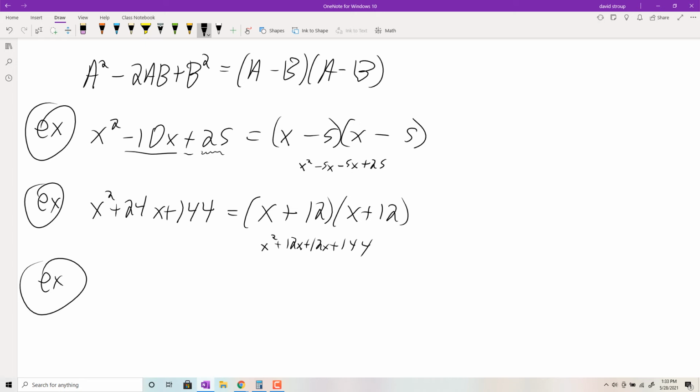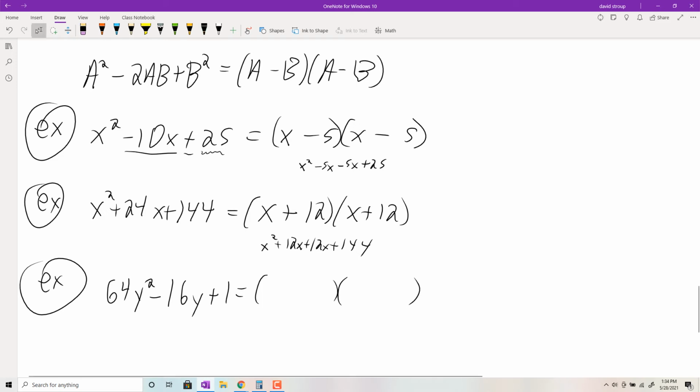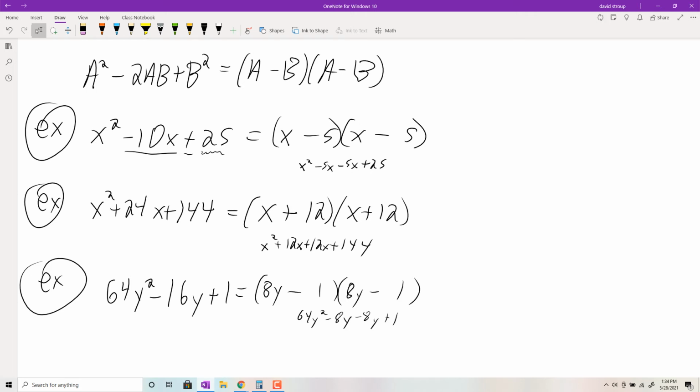Let's try one where the leading coefficient is not 1. So 64y squared minus 16y plus 1. And again, I'm just going to presume it's one of these perfect square trinomials. Okay, so it's going to be minus minus for the signs. This has to be 1 and 1. 64 is 8 and 8, right? So 8y and 8y, and hope it works. 64y squared minus 16y plus 1, and it worked.